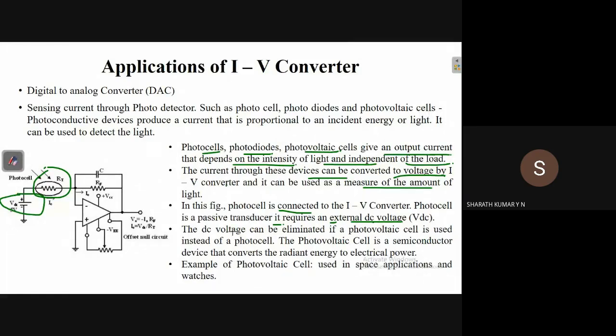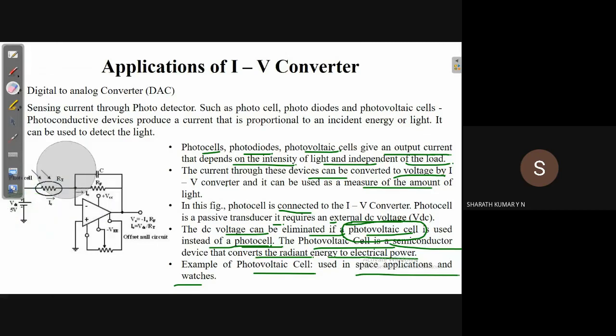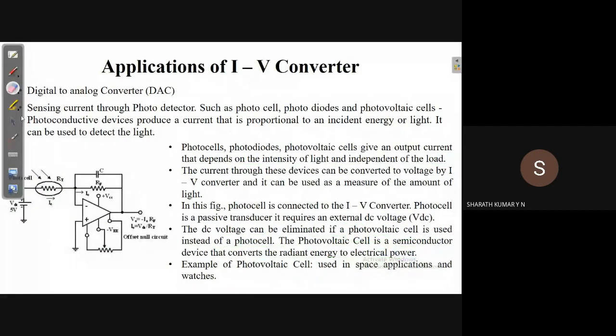The DC voltage can be eliminated if a photovoltaic cell is used instead of a photocell. In the case of solar cells, it is a photovoltaic cell. The photovoltaic cell does not require a battery, I mean an external energy source, whereas a photocell requires a separate DC source for its excitation. A photovoltaic cell is a semiconductor device that converts radiant energy to electrical power. Examples are photovoltaic cells used in space applications and in watches, that is, solar charging devices.